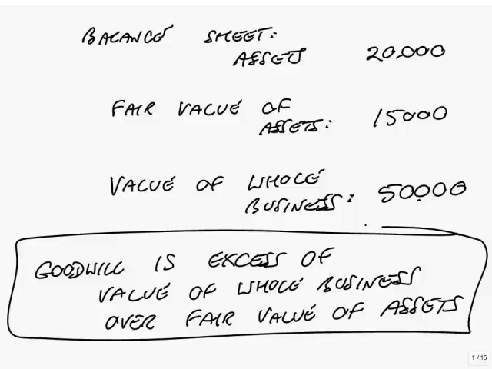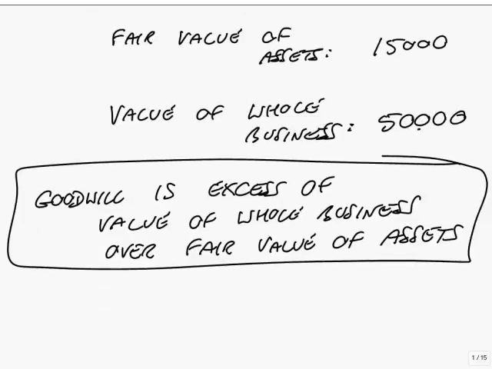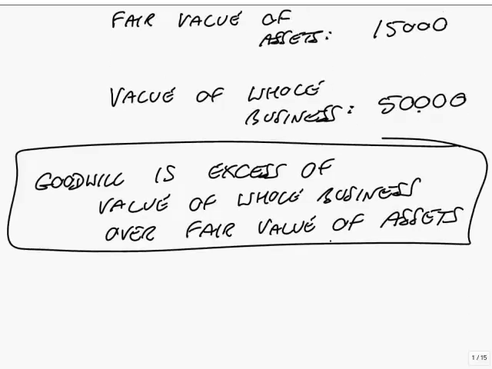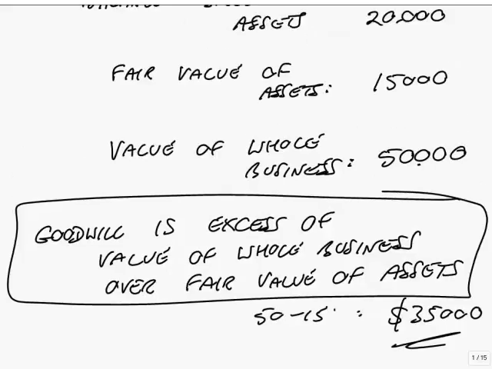And so here, if you're prepared to pay 50, when the assets are worth 15, the value is 50 minus 15, the value is 35,000. Now, some of you might be worried about debits, credits. I'll show you, but that's not relevant for the exam, quite frankly. But do be clear, because they have played tricks on that.